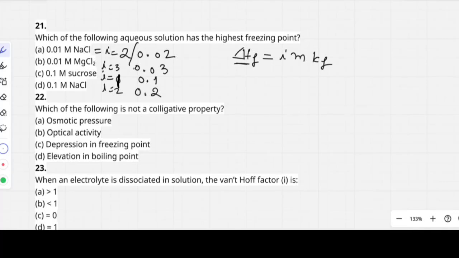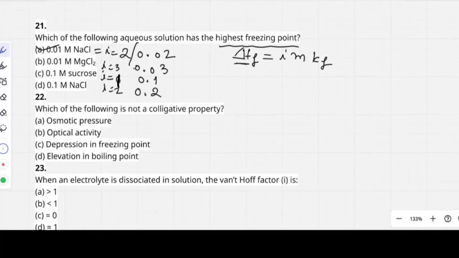Out of these, which one has the lowest delta Tf? 0.01 molar NaCl has the lowest value of delta Tf. The lower the depression in freezing point, the higher its freezing point. So option A is correct.